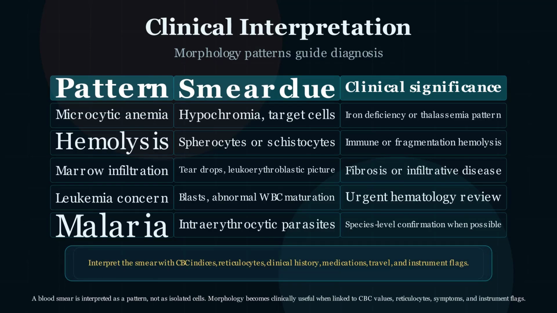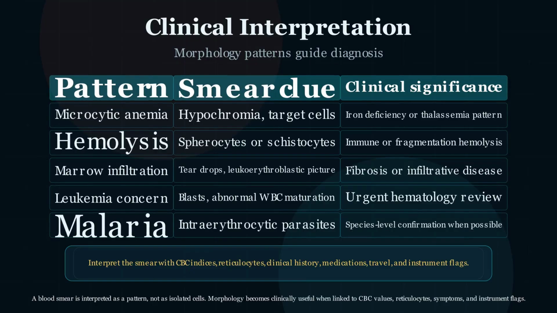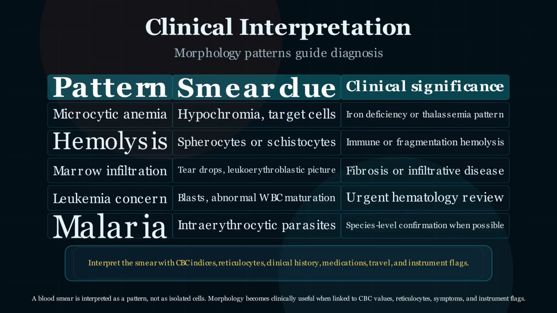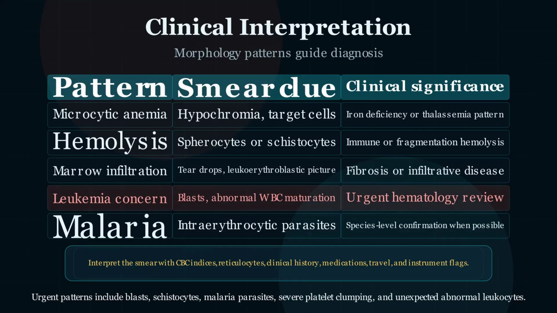A blood smear is interpreted as a pattern, not as isolated cells. Morphology becomes clinically useful when linked to CBC values, reticulocytes, symptoms, and instrument flags. Urgent patterns include blasts, schistocytes, malaria parasites, severe platelet clumping, and unexpected abnormal leukocytes.